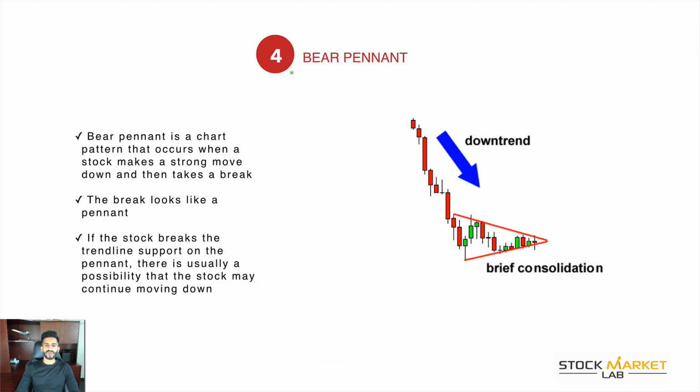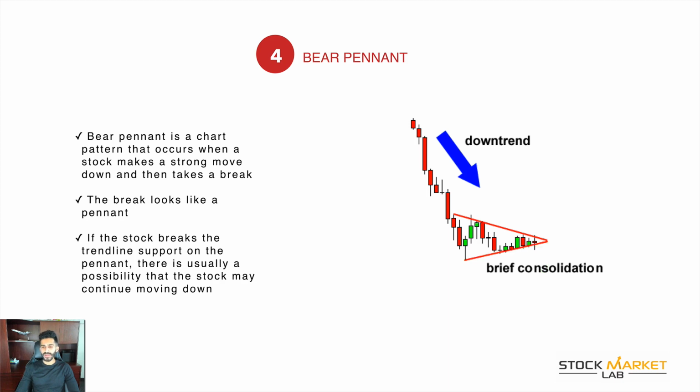The last one we have is called a bear pennant. A bear pennant is a chart pattern that happens when a stock makes a strong move down. It makes a strong move down and then basically takes a break. Very similar to a bear flag. The break looks like a pennant, this break right here, right? If the stock breaks the trend line, this is a trend line support on the pennant, there is usually a possibility that the stock may continue moving down.